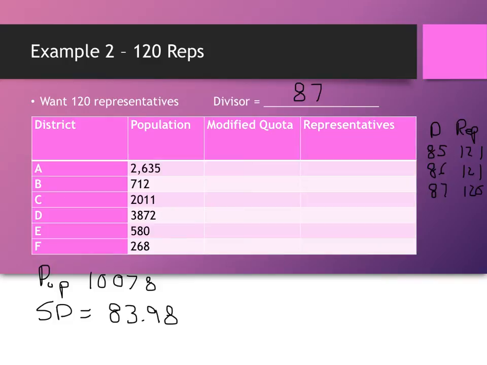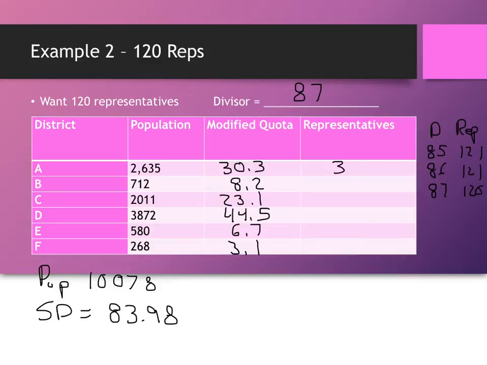And my modified quotas, I got 30.3, 8.2, 23.1, 44.5, 6.7. And again, I can round these to one decimal place because I don't compare. All right. So, for instance, in this case, C and F had the same decimal, but because of the way I round using Adams' method, I don't worry about that. If I was in Hamilton's method, that first method, then a 0.1 and a 0.1 tie, you'd have to go out further to break a tie. So in this case, no matter what, we're just going to round up.